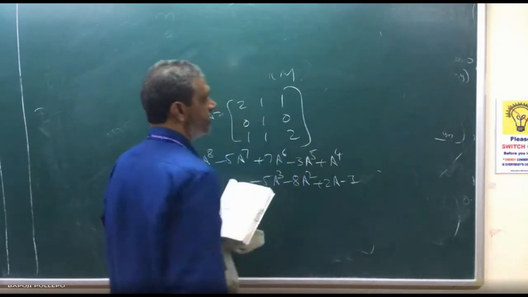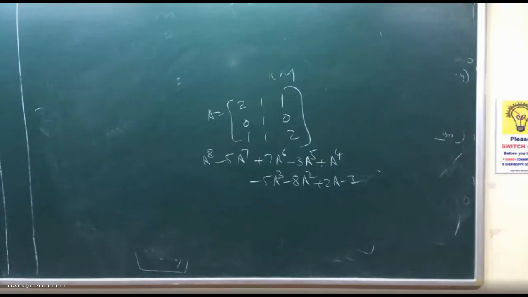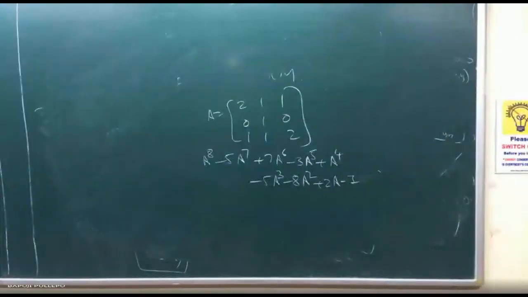This value is asked. Sir, we will get a new matrix then. No, you don't get matrices. He is asking A power 8 minus 5A power 7, 7A power 6, minus 3A to the power of 5 plus A power 4 minus 5A cube minus 8A square plus 2A minus I is equal to what. You have to simplify. For simplifying, first find the characteristic equation. Tell me, then I will help you. Slowly, you can do the characteristic equation.